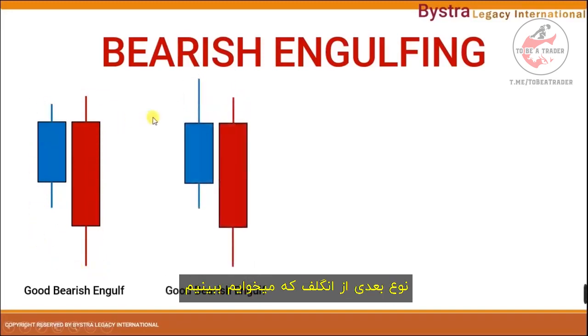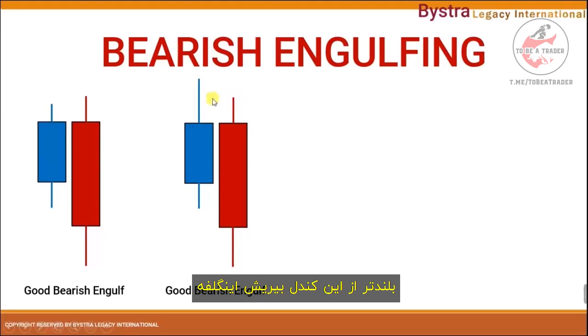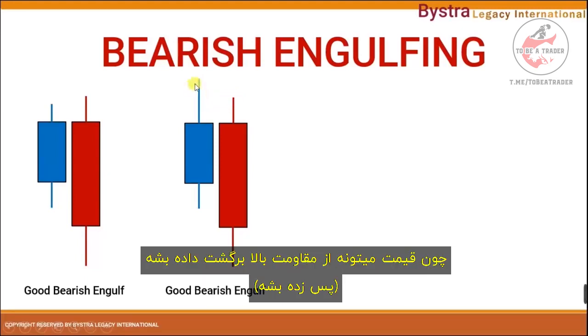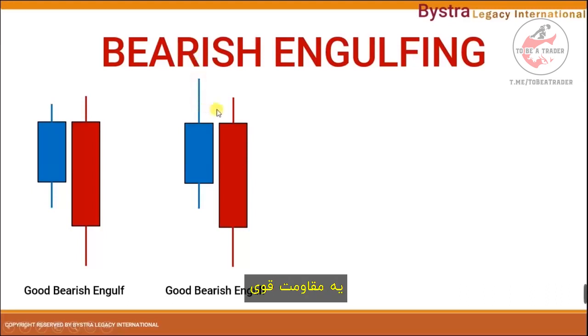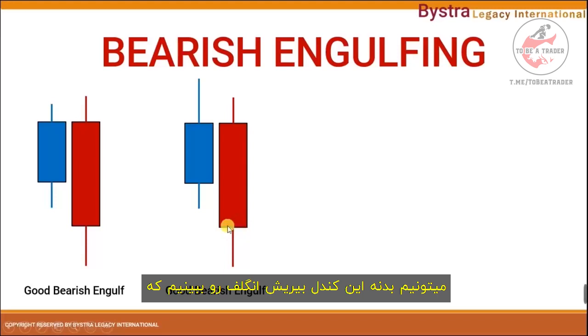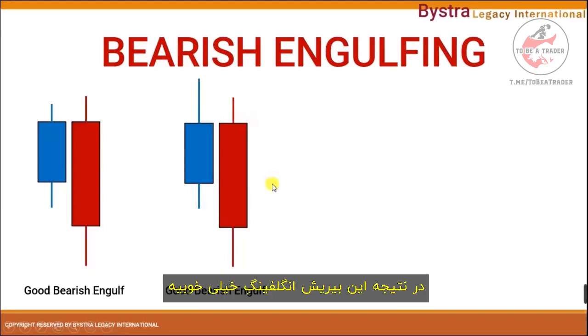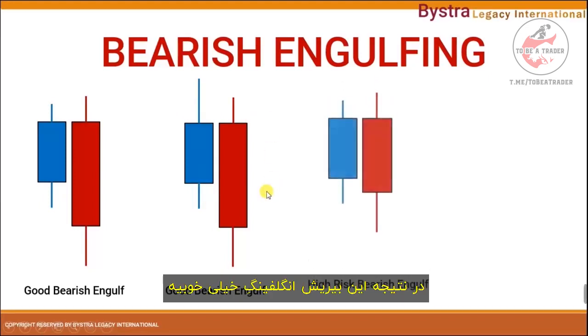And the next type of engulf that we want to look at is this. It doesn't matter that the top wick here is longer than this bearish engulf, because price could be rejected from a strong resistance and continue on a downward trend. We can look at the body of this bearish engulf has engulfed the whole bullish candle, including the wick. So this is a very good bearish engulfing.